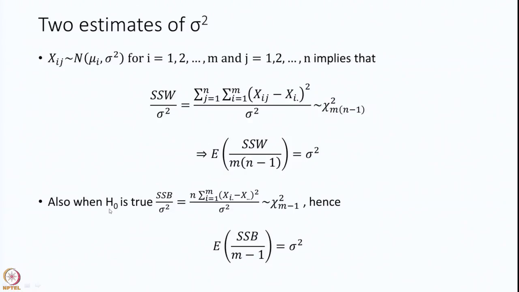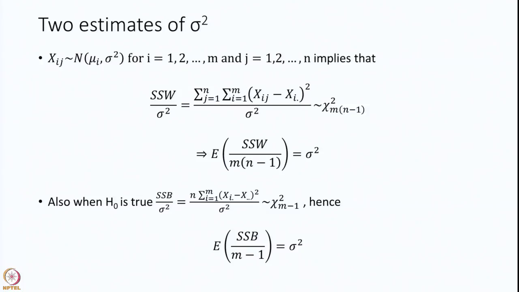Also, if H naught is true, if all the means are the same, then the between group sums of squares is also distributed as chi square with m minus 1 degrees of freedom, and therefore the expected value of between group sums of squares divided by m minus 1 is also sigma square. So you see, that is what we said in the example.